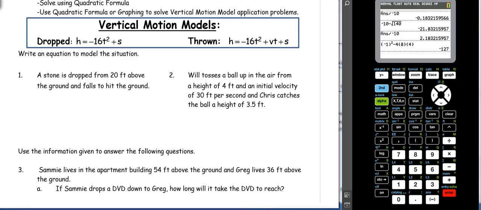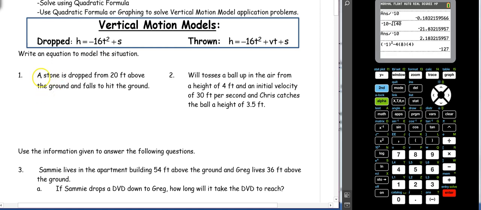In this video, we're going to solve using the quadratic formula, and we're going to use the quadratic formula in graphing to solve vertical motion model application problems. So in the first two, all we're going to do is write an equation, either a drop or a throw, depending on what's happening. So in number 1, it says a stone is dropped from 20 feet above the ground and falls and hits the ground.